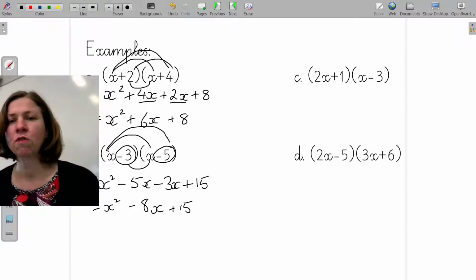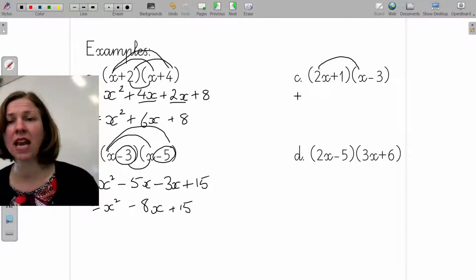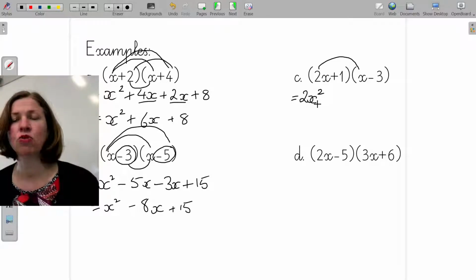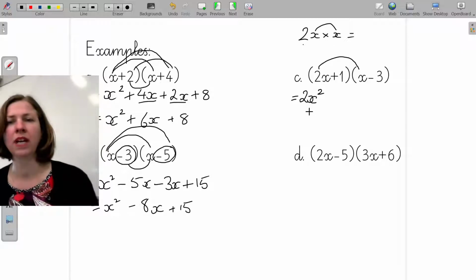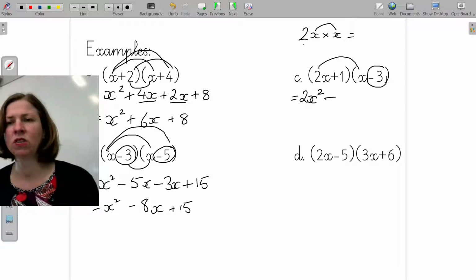So I'm going to do my firsts, which is 2x times x. That's going to give me 2x squared, right? Because 2x times x is this 2, and then the x times the x gives me the x squared. Then 2x times negative 3. This is a negative 3, remember, it's not the number 3, it's a negative 3. So that gives me minus 6x. And then the insides is 1 times x, which I don't write plus 1x, I just write plus x. And then 1 times negative 3 gives me negative 3 for my lasts.